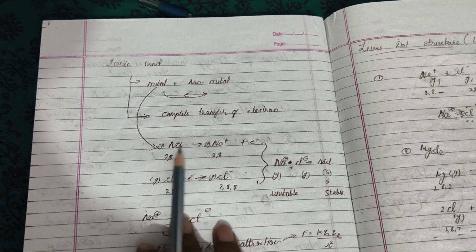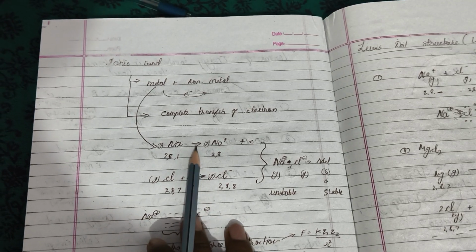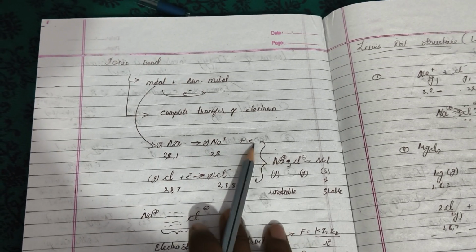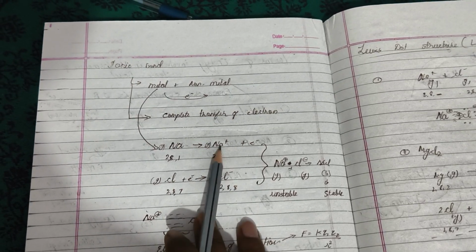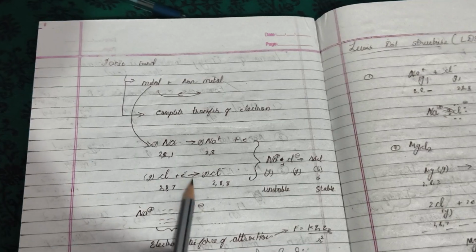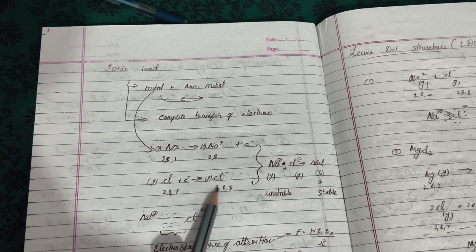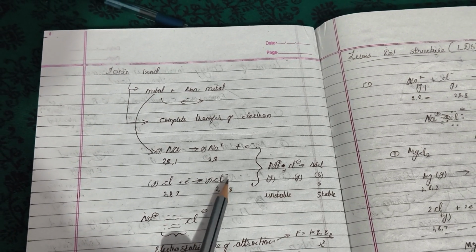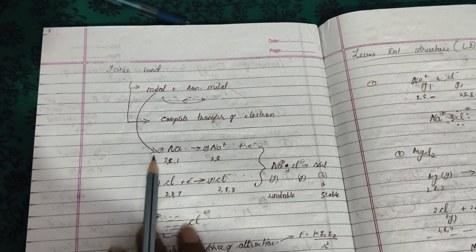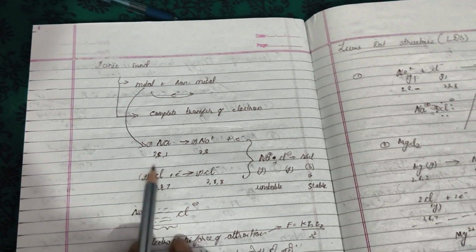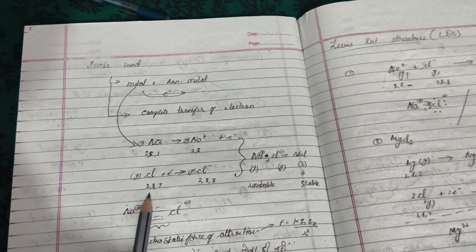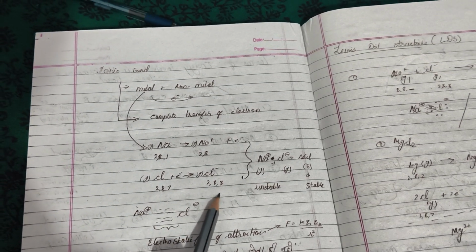Na, after donating or removing an electron, becomes Na plus. Chlorine, after accepting an electron, becomes chloride with a negative sign. Its electronic configuration is 2, 8, 8.